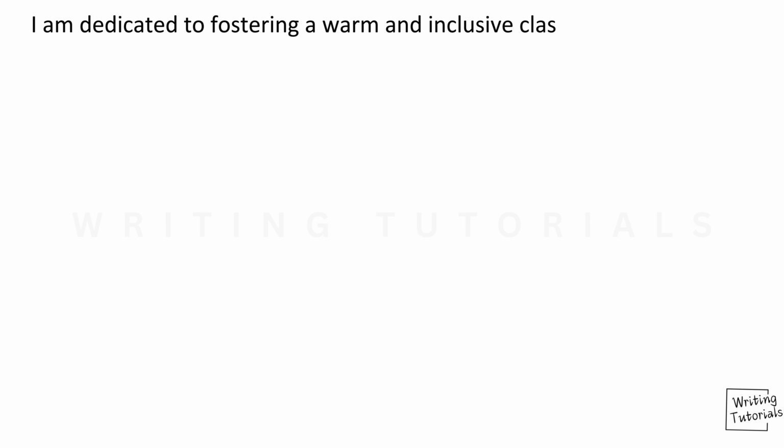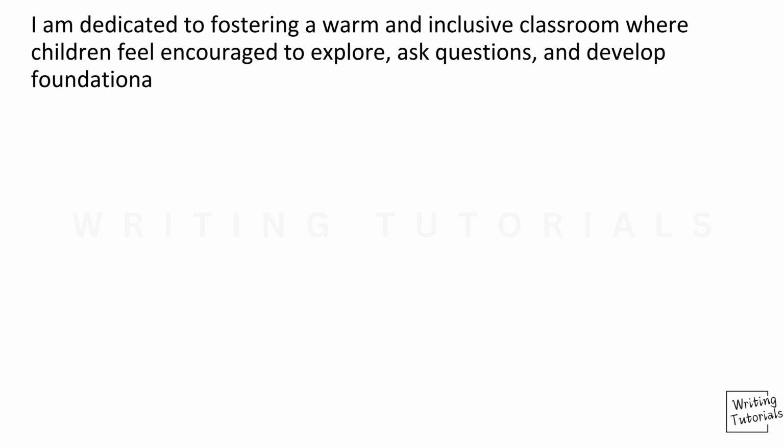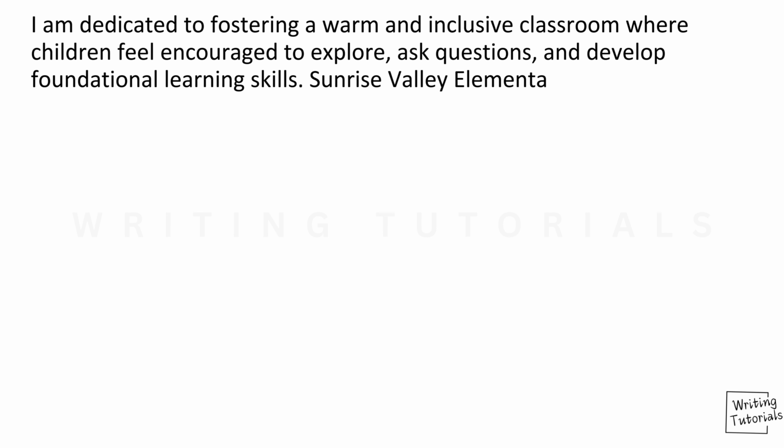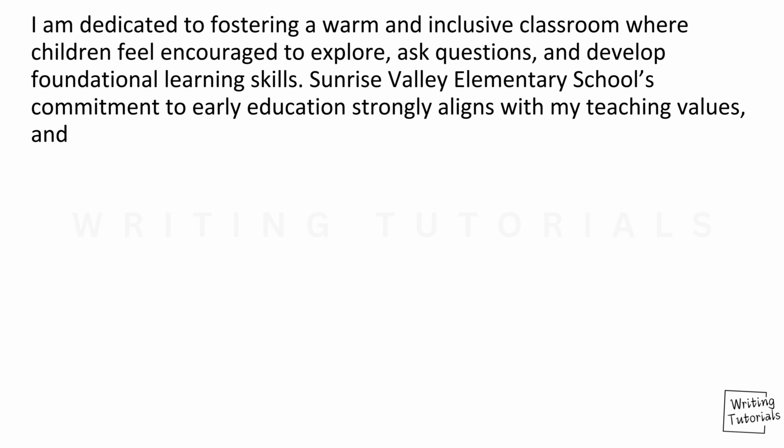Next is the third paragraph, which focuses on your teaching values and passion. This paragraph explains the kind of classroom environment you aim to create and why you want to work at this specific school. Why this paragraph is important is because schools want kindergarten teachers who are caring, patient, and aligned with the school's values. Tips for this paragraph: show warmth, inclusivity, and genuine care for children's growth.